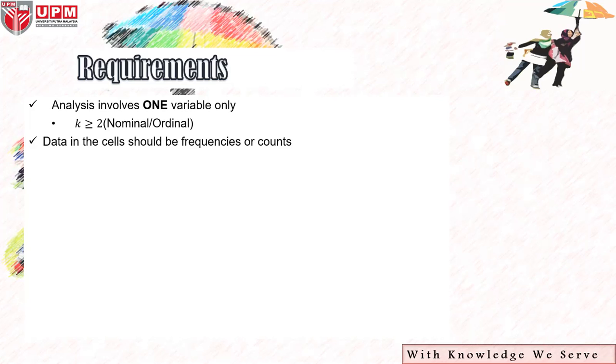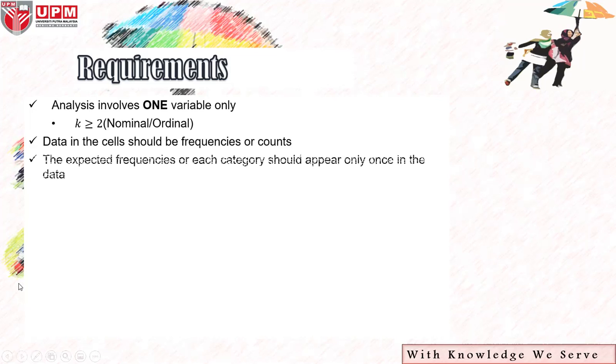Okay, so data in the cells should be in frequencies or counts only, meaning that the actual reading is either in the form of frequency or count. So each category should appear only once in the data, meaning that it must be mutually exclusive. It cannot appear twice.